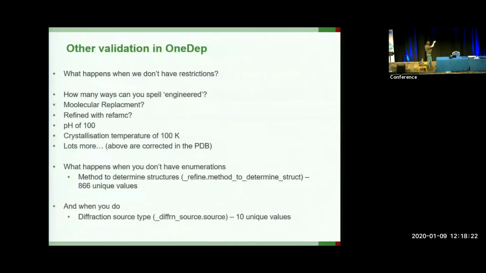Looking at one particular thing, method to determine structure, good luck if you're going to use this. There are 866 unique values of how you could determine a structure. We are working to clean them up, but it's going to take us a long time. If you do have a restriction, like we have for diffraction source.source, it's a type of thing, synchrotron, a rotating anode, things like that, we only have 10 unique values, much, much more restricted, which means you can now look at it in the PDB and query things.